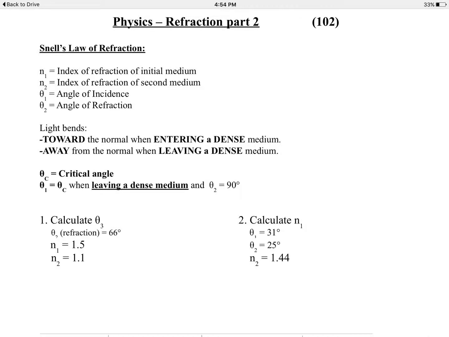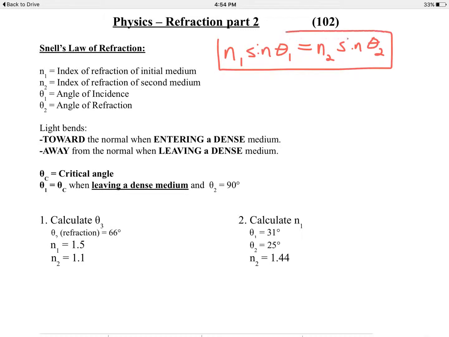As we learned yesterday, Snell's law of refraction tells us at what angle light will be bent as it enters a new medium. The equation is n sub 1 times the sine of theta sub 1, which is your angle of incidence, equals n sub 2 times the sine of theta sub 2, which is your angle of refraction. Okay, now, just to review, when light goes into a dense medium, it bends toward the normal. When it leaves a dense medium, enters a less dense medium, it bends away from the normal line.